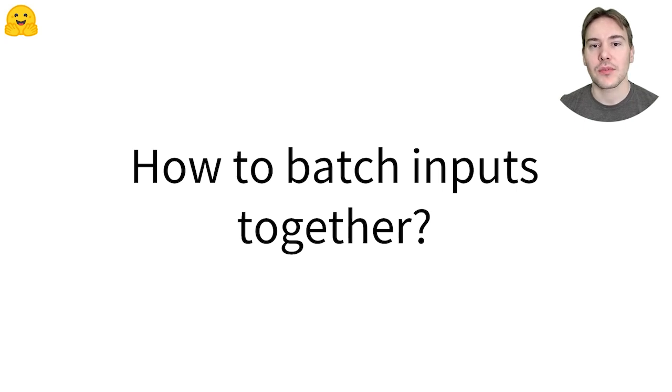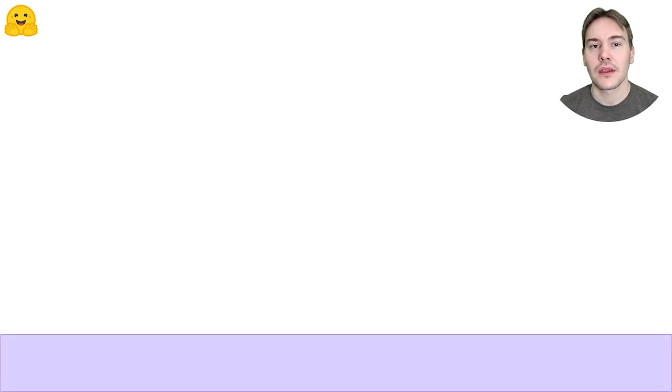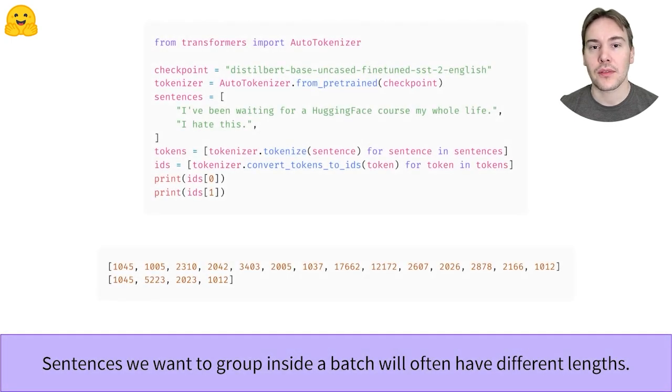How to batch inputs together. In this video, we'll see how to batch input sequences together. In general, the sentences we want to pass through our model won't all have the same length. Here, we are using the model we saw in the sentiment analysis pipeline and want to classify two sentences. When tokenizing them and mapping each token to its corresponding input IDs, we get two lists of different lengths.